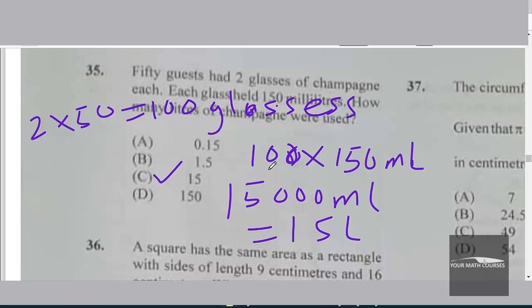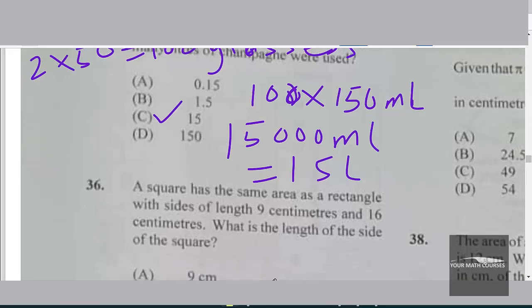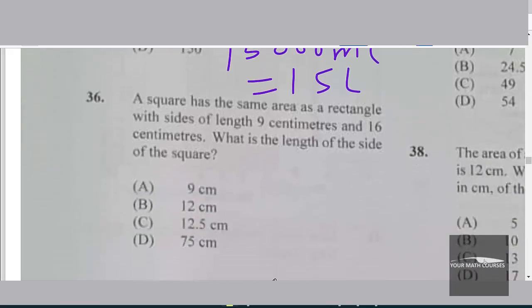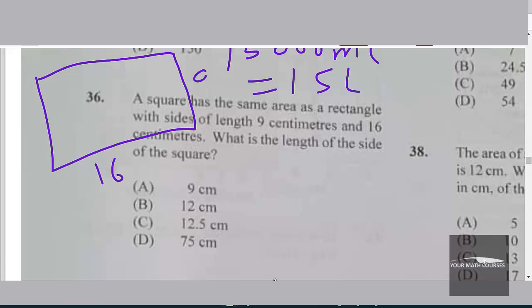Number 36, a square has the same area as a rectangle with sides of length 9 centimeters and 16 centimeters. So we have 16 and 9. Then the square has the area L squared, so it's supposed to be equal to the area of the rectangle, which is length times width. So we find the positive square root of both sides.